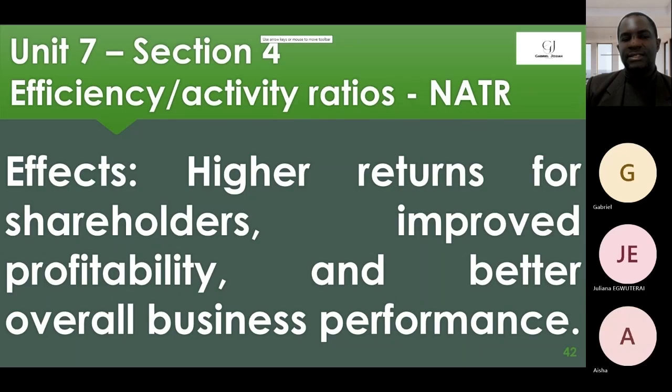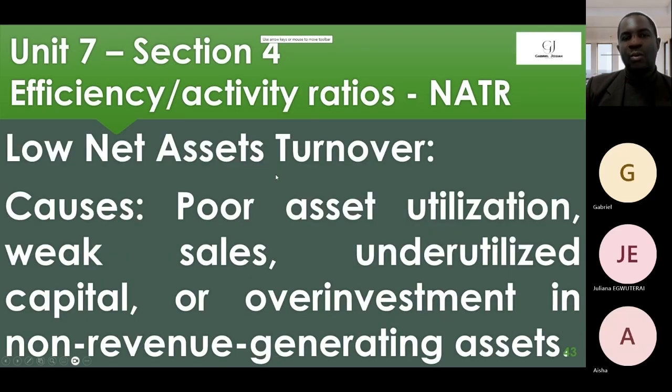So in this case, Dankabe's shareholders will be happy looking at this ratio, and it shows improved profitability and better overall performance. A lower one shows or is caused by poor asset utilization, weak sales, underutilized capital, and overinvestment in non-revenue generating assets. Exactly. So when they overinvest and buy assets that are not culminating in production or sales, what's the use of all the assets? You sell them off. And that's one of the causes of a poor net asset turnover.